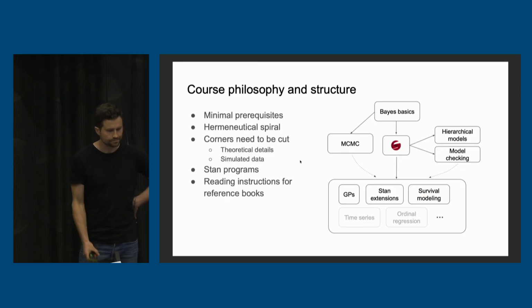So here in this flowchart, we can see the current structure of the course. Carpentries courses consist of episodes, and each of these boxes represents one. You can think of them basically as one lecture's worth of material or a section in a book.